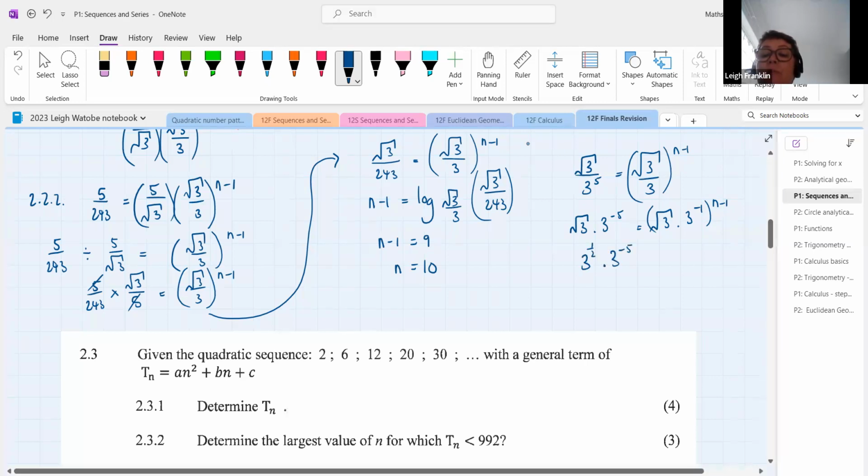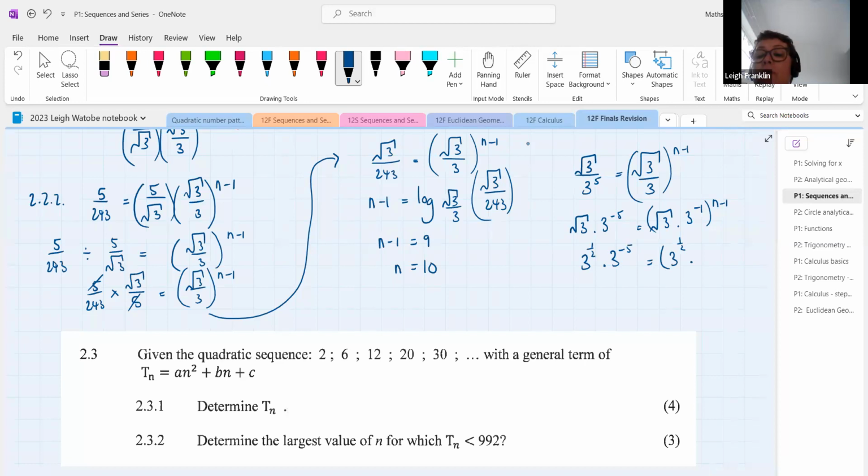And then here you've got 3 to the power of -5. And then here, this is your base. You've got 3 to the power of a half times 3 to the power of -1, to the n minus 1. And then you could say, when I multiply like bases, I keep my base and I add my exponents. So this is going to give me -4.5, which is -9/2. And over here, this is going to be 3 to the power of -1/2, and then that's got to be raised to the power of n minus 1.